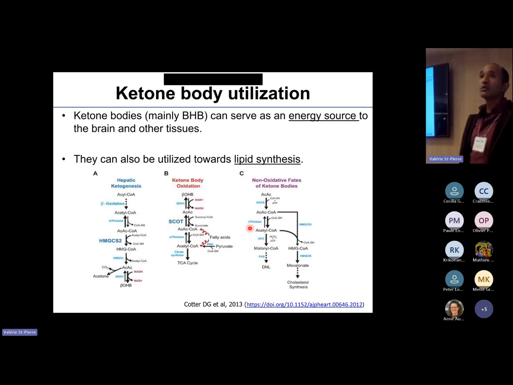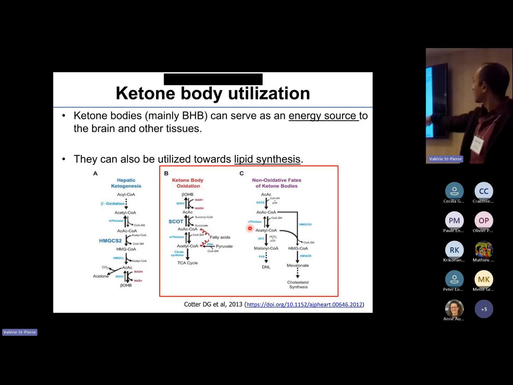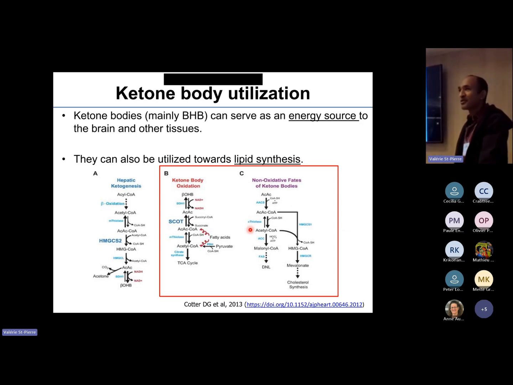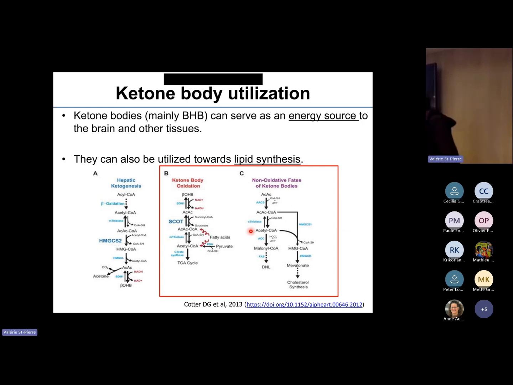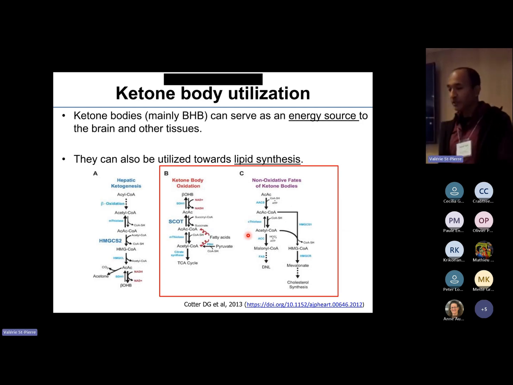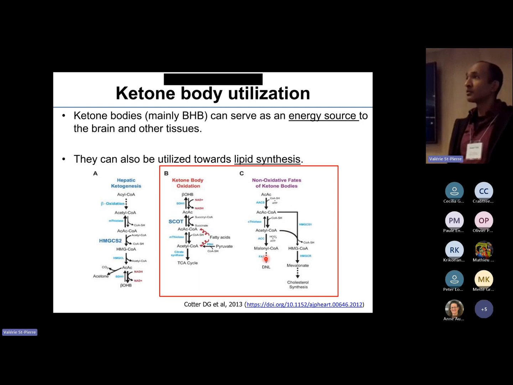Ketone body utilization. A lot of you know they can be utilized for energy. They go into the Krebs cycle, and the product of energy is ATP. But the other thing that's maybe a little bit less appreciated is that ketone bodies can also be used for de novo lipid synthesis. They go into the mevalonate pathway for cholesterol synthesis, and malonyl-CoA can be grabbed by fatty acid synthase to make fatty acids. This is critical for development, and even in aging, when you're trying to keep the structure of the brain or grow the brain in early life.